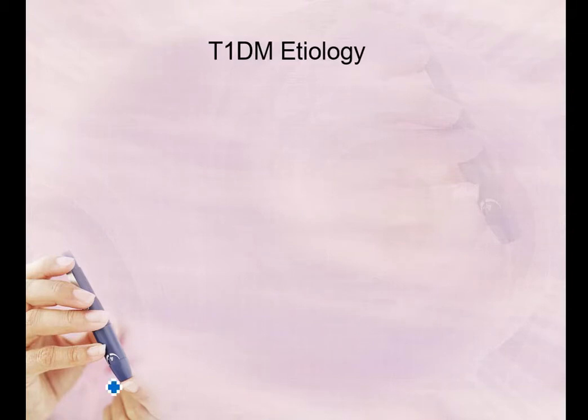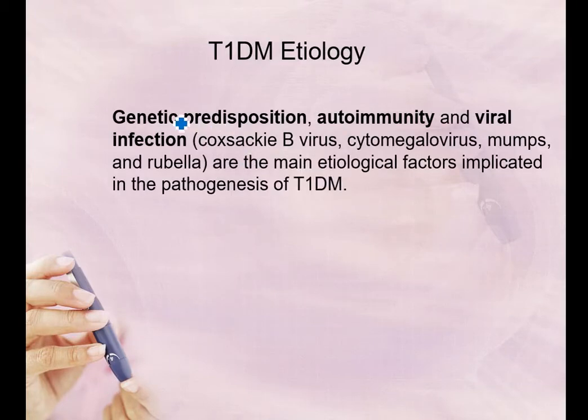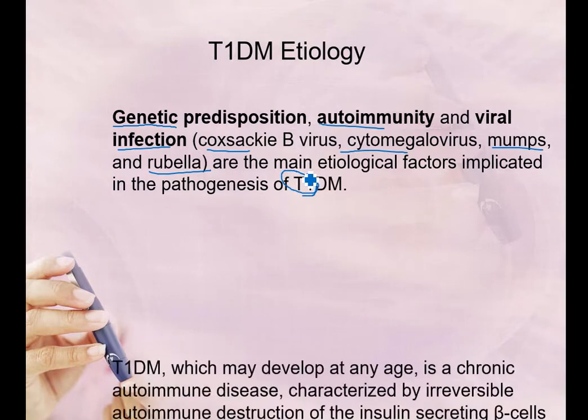The etiology of type 1 diabetes mellitus. There are many factors that play an important role in the etiology of diabetes. These are genetic predisposition, autoimmunity, and viral infection, including Coxsackie B virus, cytomegalovirus, mumps, and rubella. These are the main etiological factors implicated in the pathogenesis of type 1 diabetes.